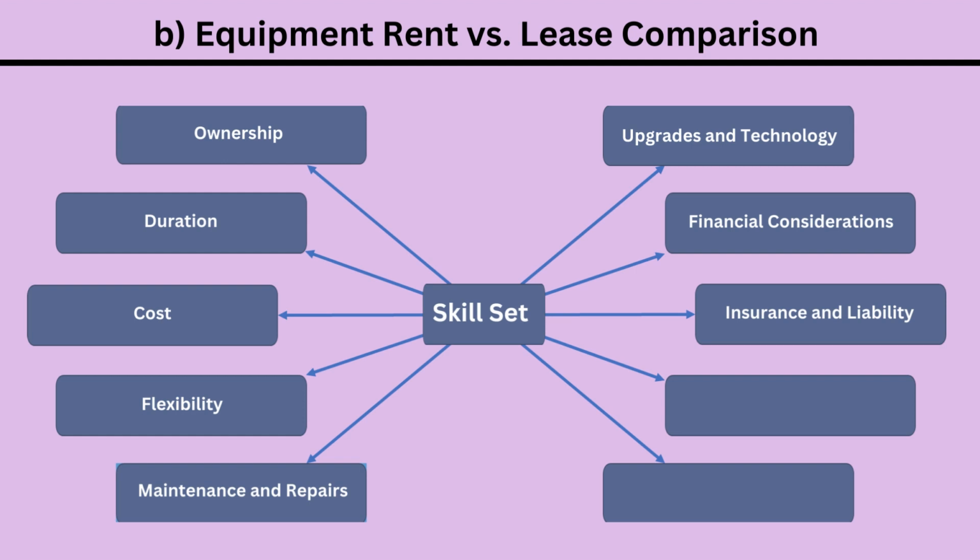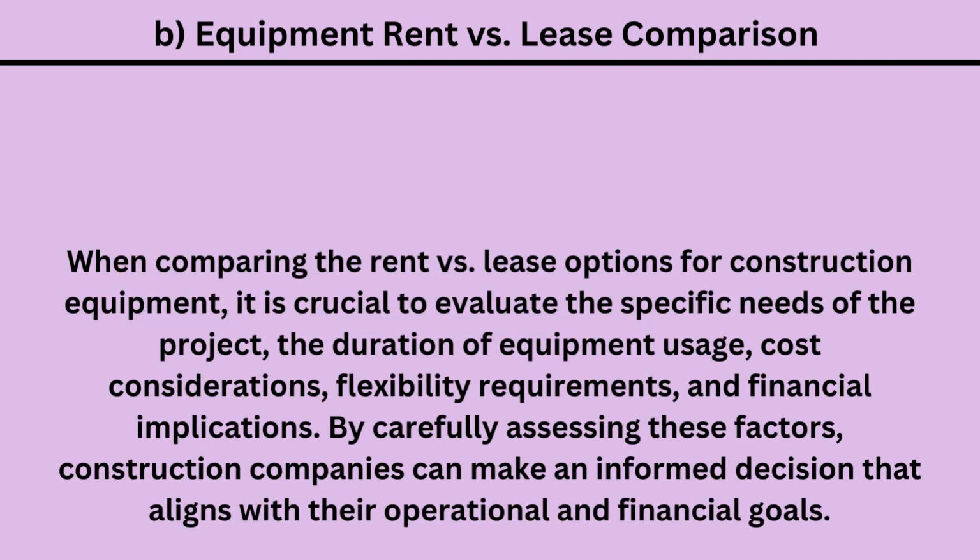A. Ownership. B. Duration. C. Cost. D. Flexibility. E. Maintenance and repairs. F. Upgrades and technology. G. Financial considerations. H. Insurance and liability. When comparing the rent versus lease options for construction equipment, it is crucial to evaluate the specific needs of the project, the duration of equipment usage, cost considerations, flexibility requirements, and financial implications. By carefully assessing these factors, construction companies can make an informed decision that aligns with their operational and financial goals.